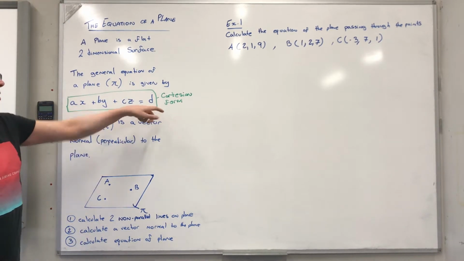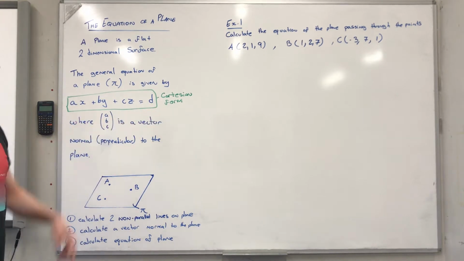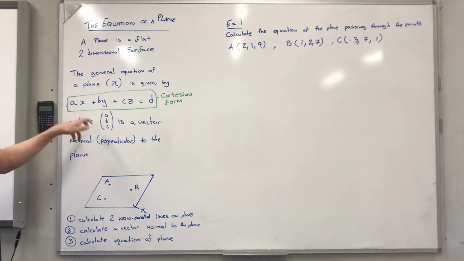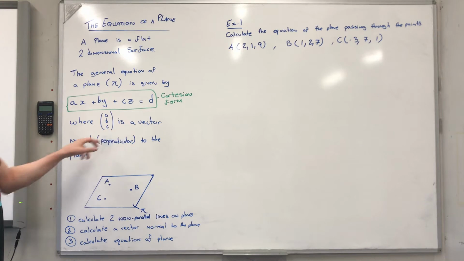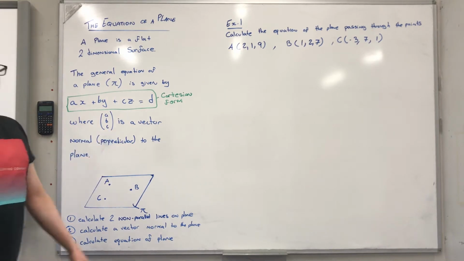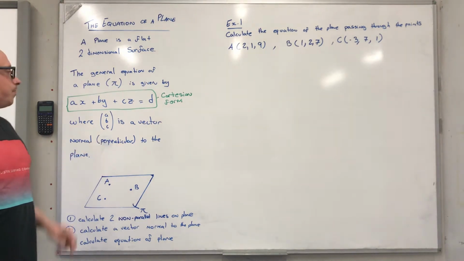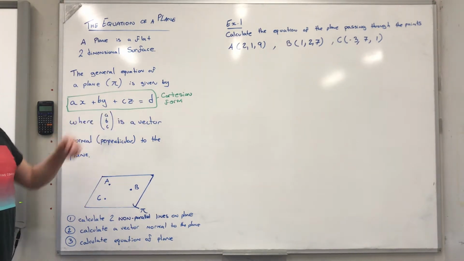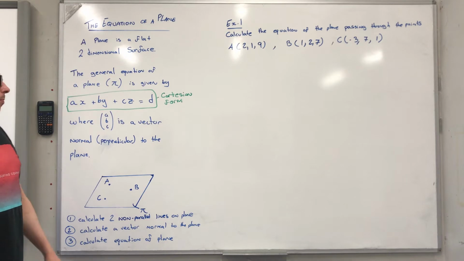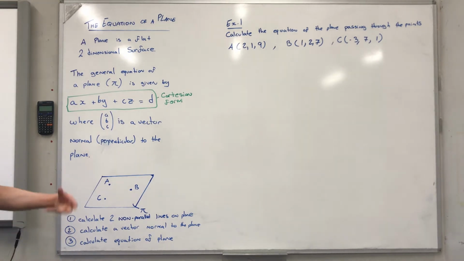and this is called the Cartesian equation, or the Cartesian form of a plane, where (a, b, c) is a vector normal to the plane. A normal vector to something is a vector that's perpendicular, and d is just going to be a constant, a value. Okay? There's a clear method to calculating this, depending on how much information you've been given.